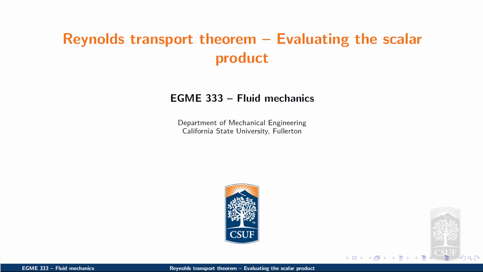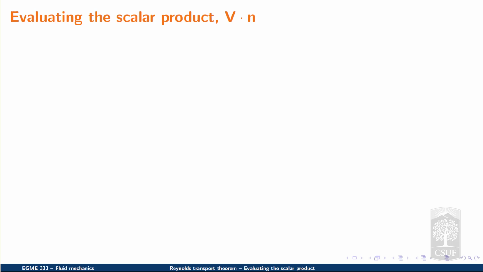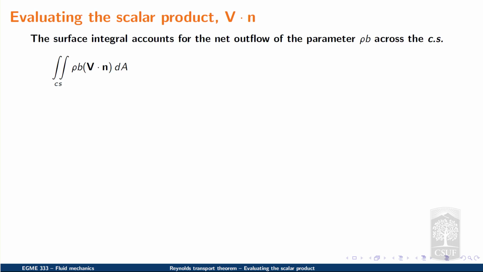This video will continue discussing the Reynolds Transport Theorem, but will primarily focus on evaluating the scalar product in the control surface integral that is found within the Reynolds Transport Theorem equation. So when we are discussing the evaluation of the scalar product, we are specifically referring to the velocity field dotted with the unit normal vector, v dot n.